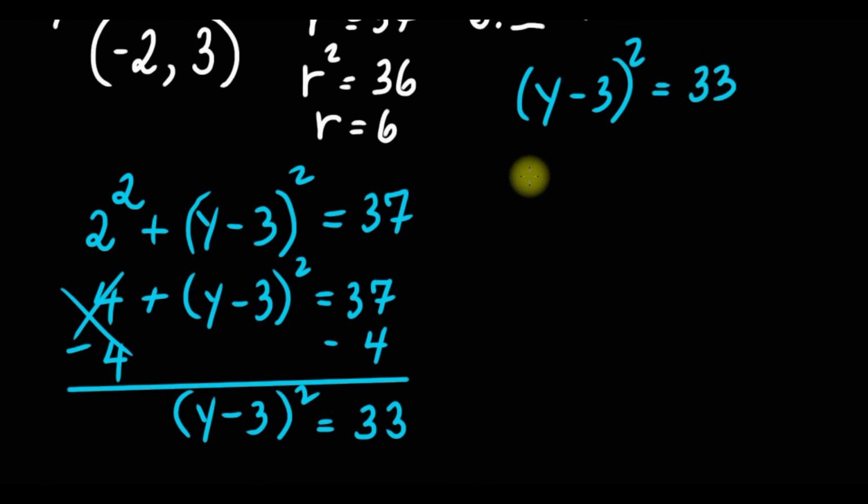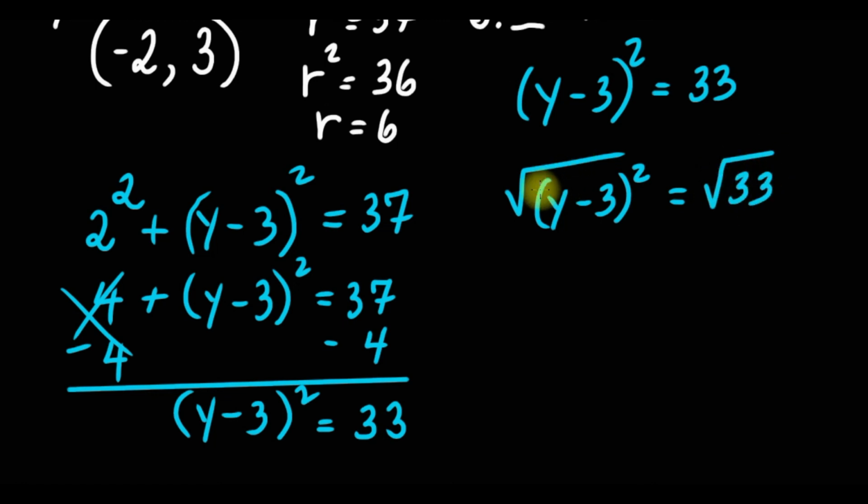Okay, and then take the square root to get rid of the square. So I would take the square root of (y − 3)² and then the square root of 33. So here the square root takes out the square. So you're left with y take away 3 equals plus or minus the square root of 33.